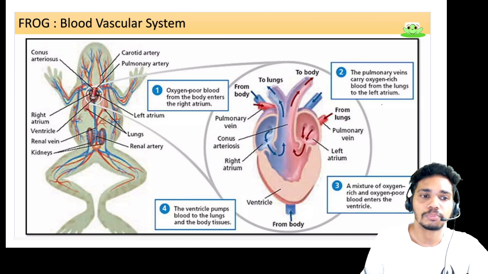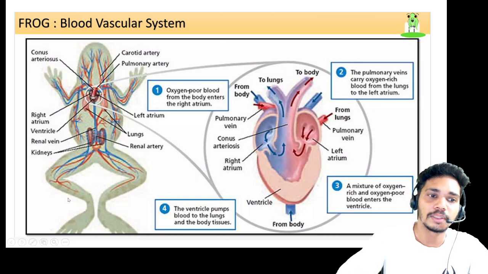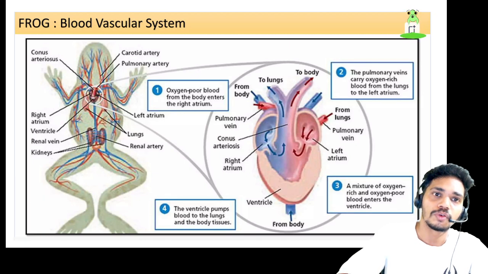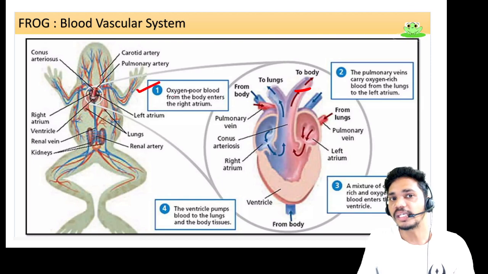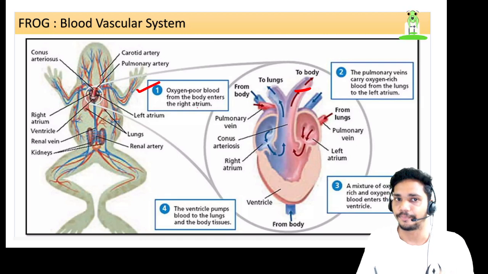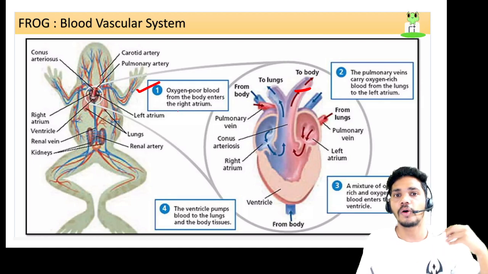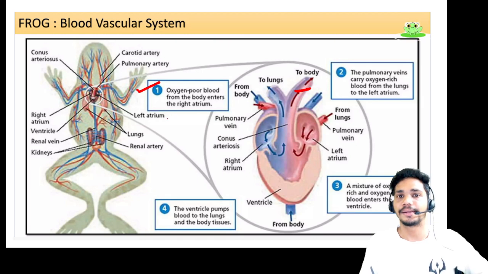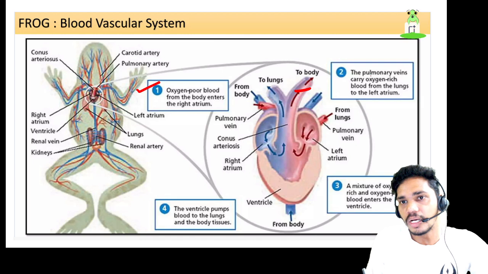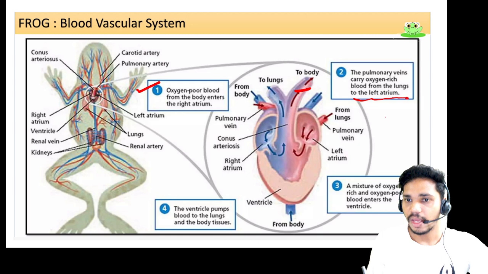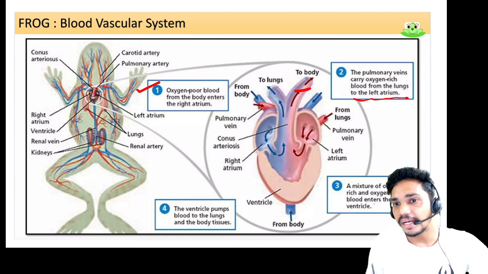Now let's move to the blood vascular system of the frog. So when you talk about the first point, the oxygen poor blood from the body enters the right atrium. Okay, that is the first point. Now, how many chambers can you see? Four chambers? No. The pulmonary veins carry oxygen-rich blood from the lungs to the left atrium. A mixture of oxygen-rich and oxygen poor blood enters the ventricle.